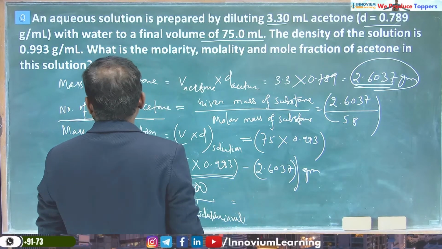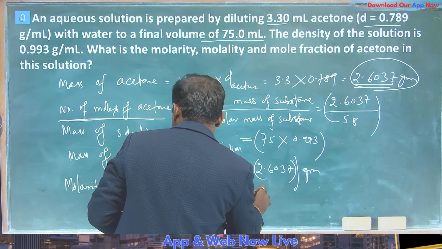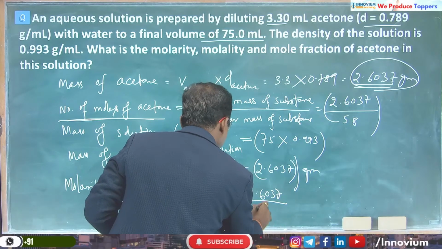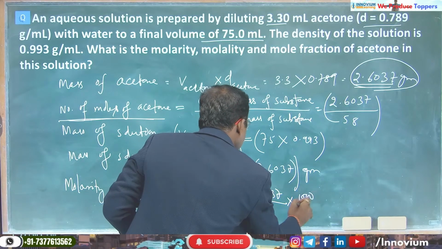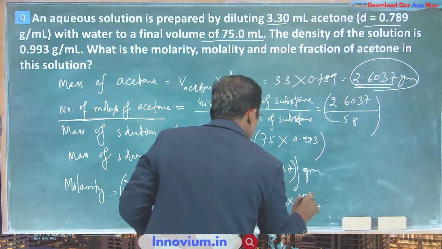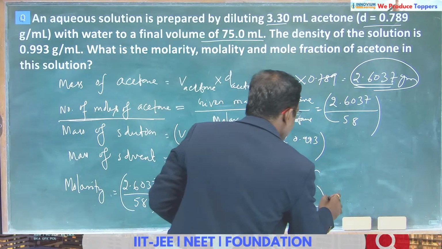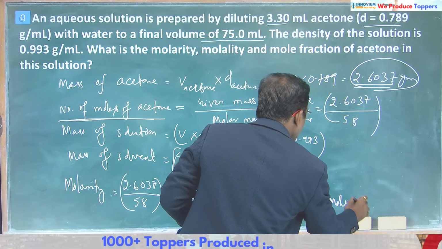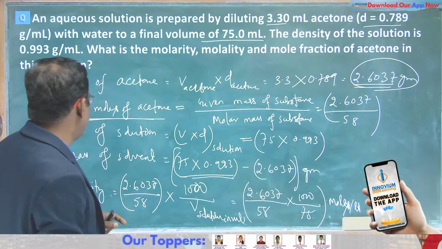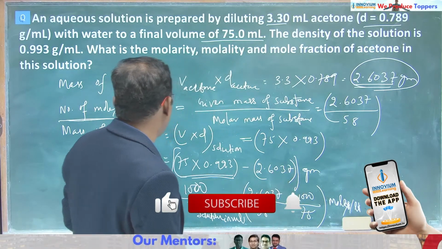So what is the volume of solution? Volume of solution is 75. If we substitute that, you will get 2.6037 upon 58 multiplied with 1000 by the volume of solution, that is 75. Simplifying this, you will get the result for molarity, and the unit is moles per liter. So you can simplify this to get the final result for molarity.